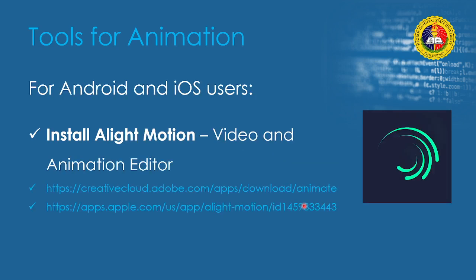For Android and iOS users, you might want to take a look at this application. It's called Alight Motion. So this is a video and animation editor. Basically, this software will allow you to create animated video, something like that. However, I'm not really sure if this is the right one that we'll be using for this course. Anyway, you can try and then check it out yourself. Again, it is both for iOS and Android.